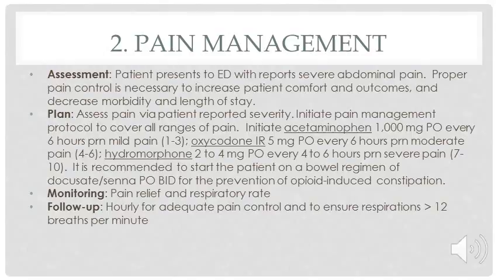A pain protocol should be initiated to provide analgesics based on the severity of the pain, with acetaminophen used for mild pain and opioids for moderate and severe pain. If utilizing opioids for pain control, the patient should be started on a bowel regimen of Docusate and Senna by mouth twice daily to ensure bowel movements.